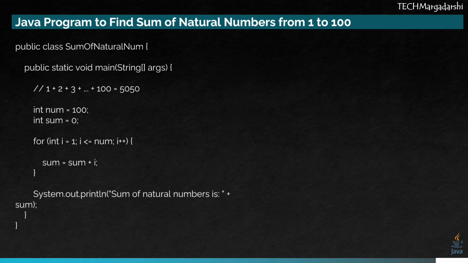Finally, we print the result using System.out.println. The output of this program will be 5050. This program helps us understand loops, iteration, and accumulation logic in Java.